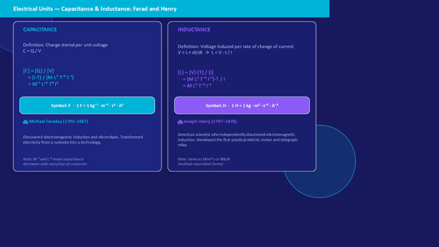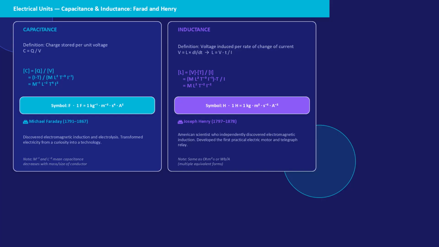Capacitance is defined as the charge stored per unit voltage, C equals Q divided by V. Substituting dimensions, Q has dimensions IT and V has dimensions ML²T⁻³I⁻¹. Dividing IT by ML²T⁻³I⁻¹ gives us M⁻¹L⁻²T⁴I². 1 farad in base SI units is 1 kilogram to the minus 1, meter squared to the minus 1, second to the power 4, ampere squared.